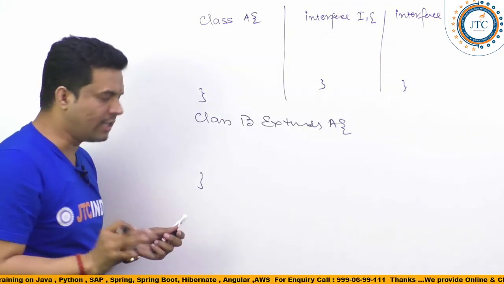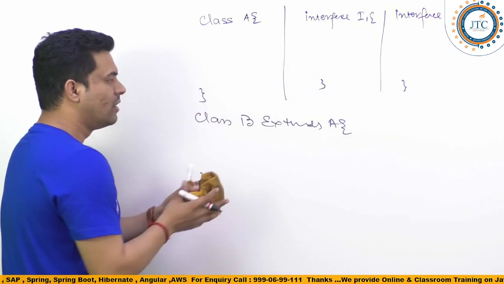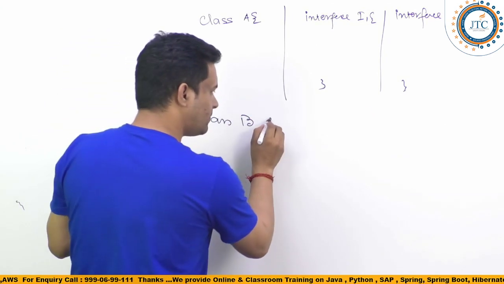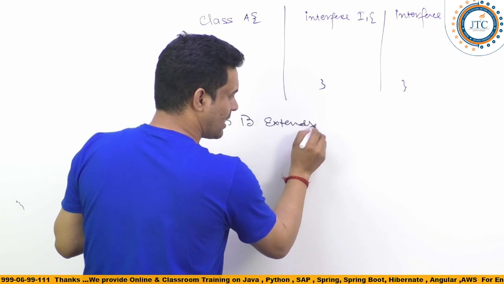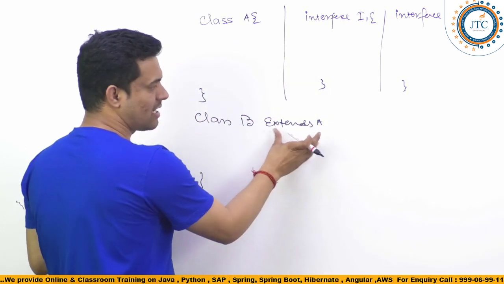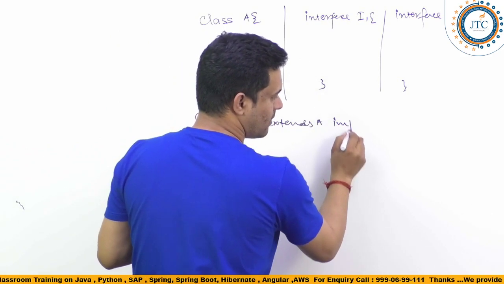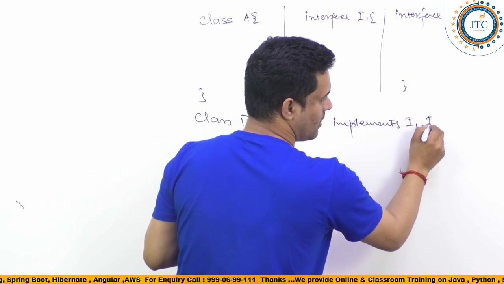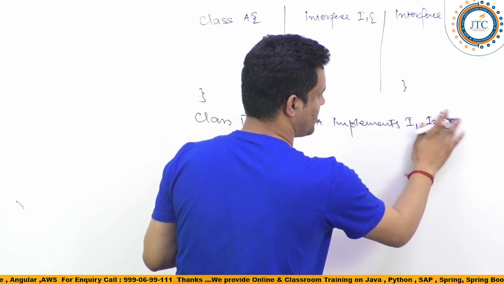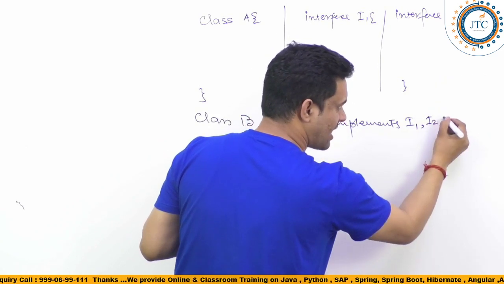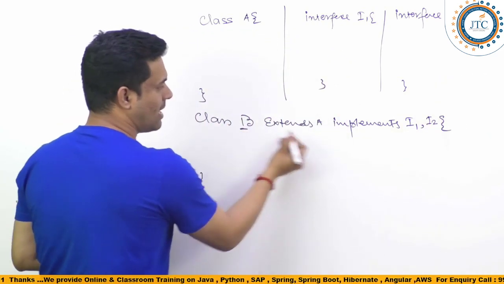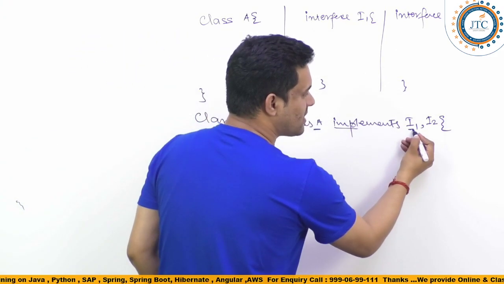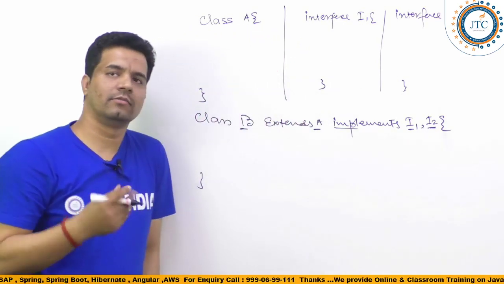So what I can write here at class B is: class B extends A and implements I1 and I2. So the first question is, can we write this line or not? A class can extend only one class, but it can implement many interfaces, which is I1 and I2 we are doing here. Is that okay?